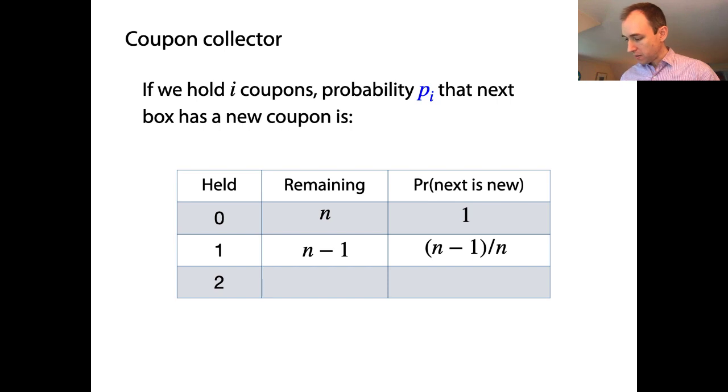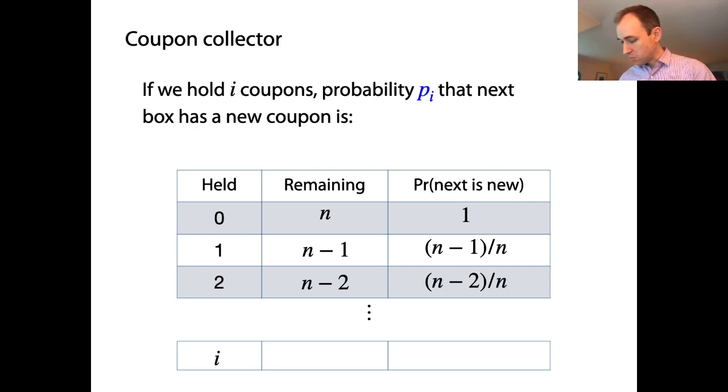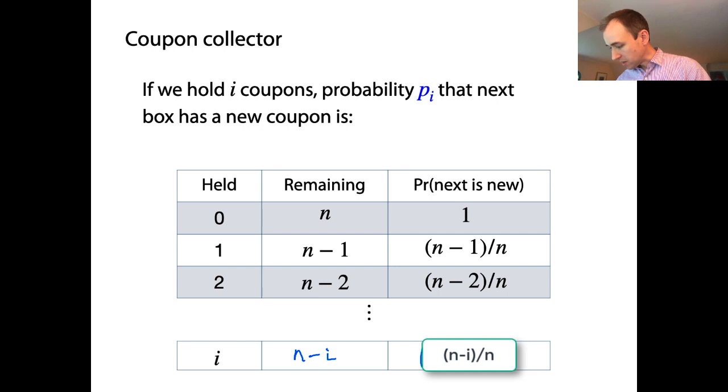What if I hold 2 coupons? Well, this becomes n minus 2, so n minus 2 over n. What if I hold i coupons? Well, then this becomes n minus i, and the probability is n minus i over n. So if little p sub i is the probability that in stage i, opening the next box yields a new coupon, I can write that probability as n minus i over n.